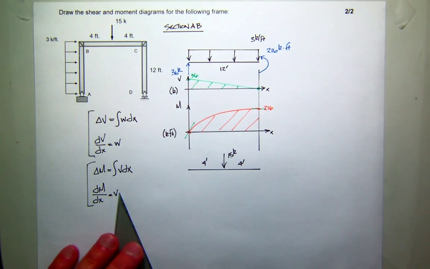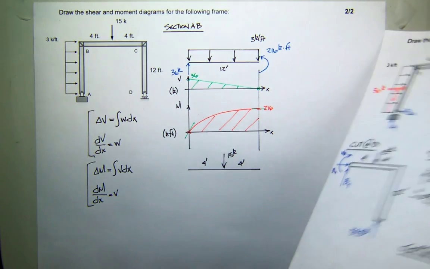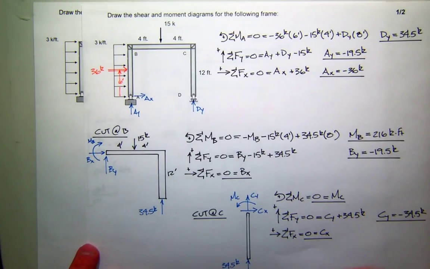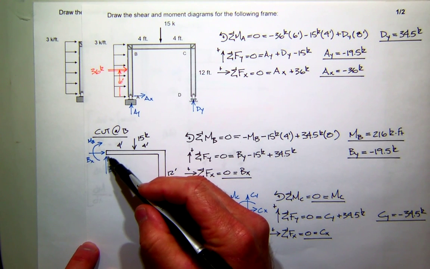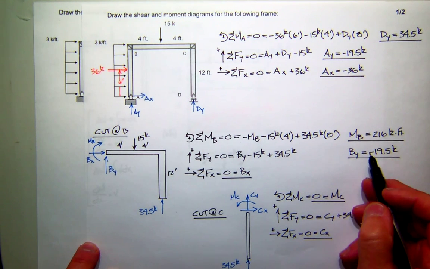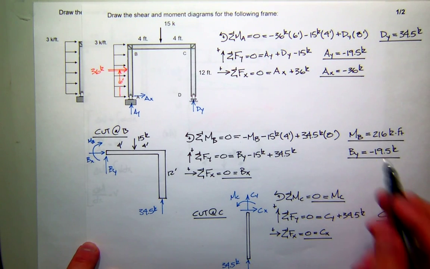Now, let's find our reaction. So if you go back and look at our previous page, here's our reactions at B. So By is the shear force at B, and what do we get for By? Negative. So it's actually down, right?